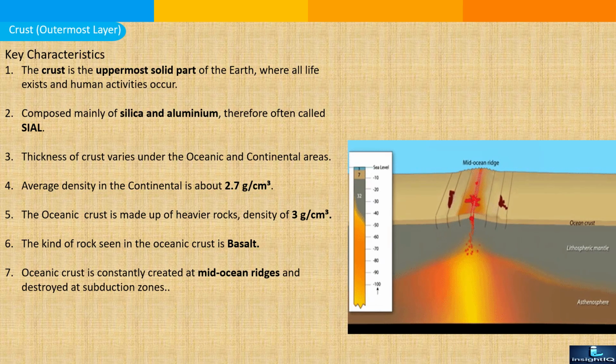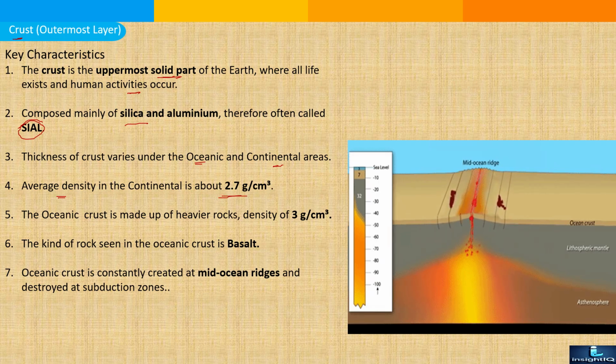Let's start with the outermost layer of the earth, known as the crust. The crust is the uppermost solid part of the earth where life exists and all human activity occurs. It is composed mainly of silica and aluminum, so it is often known as Sial. The thickness of the crust varies under oceanic and continental areas. The average density in the continental area is around 2.7 grams per cubic centimeter.